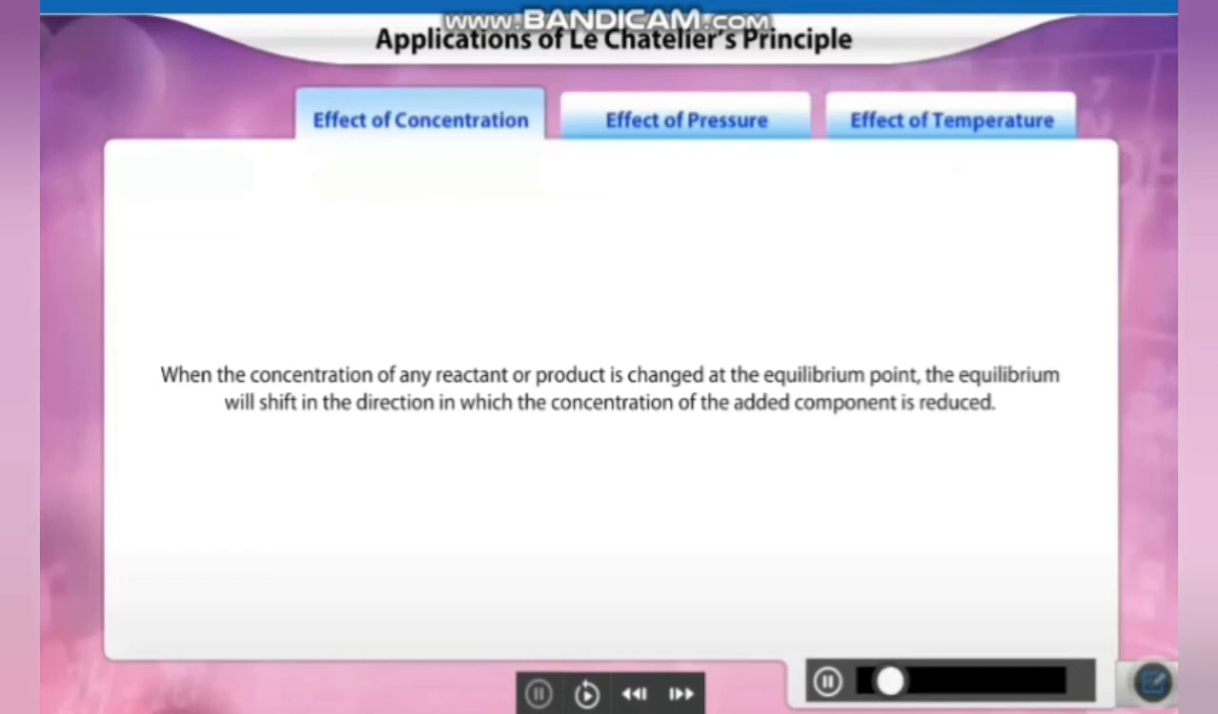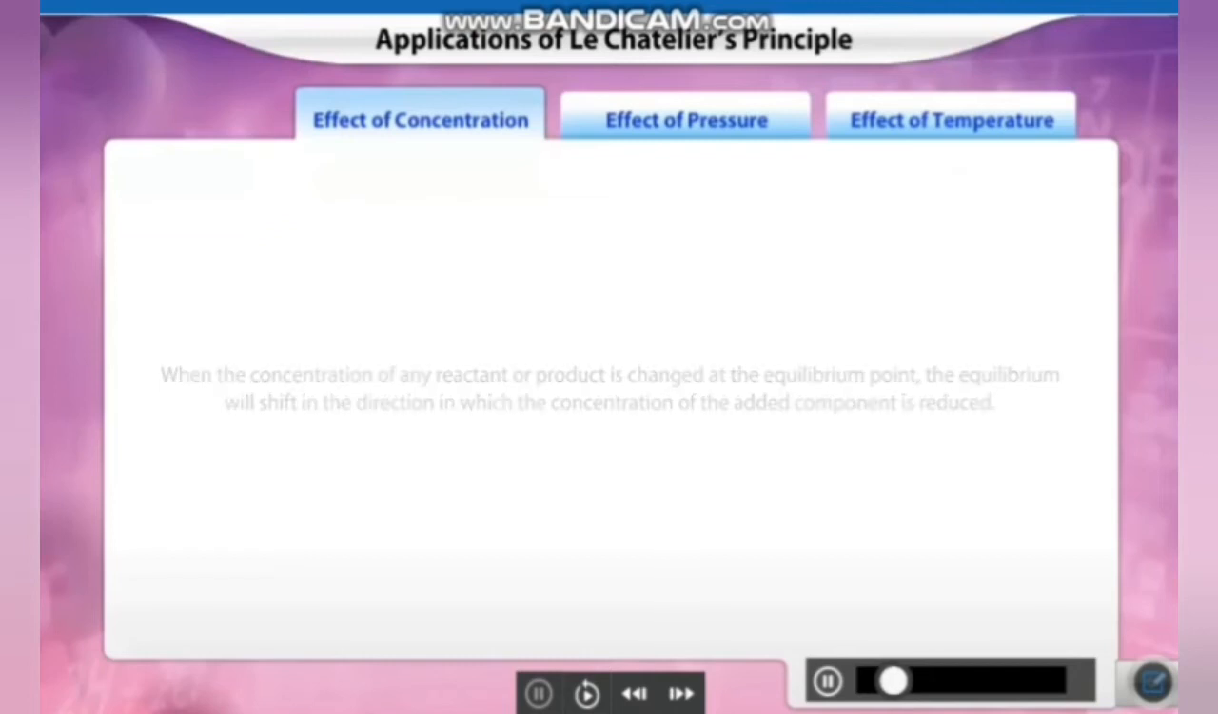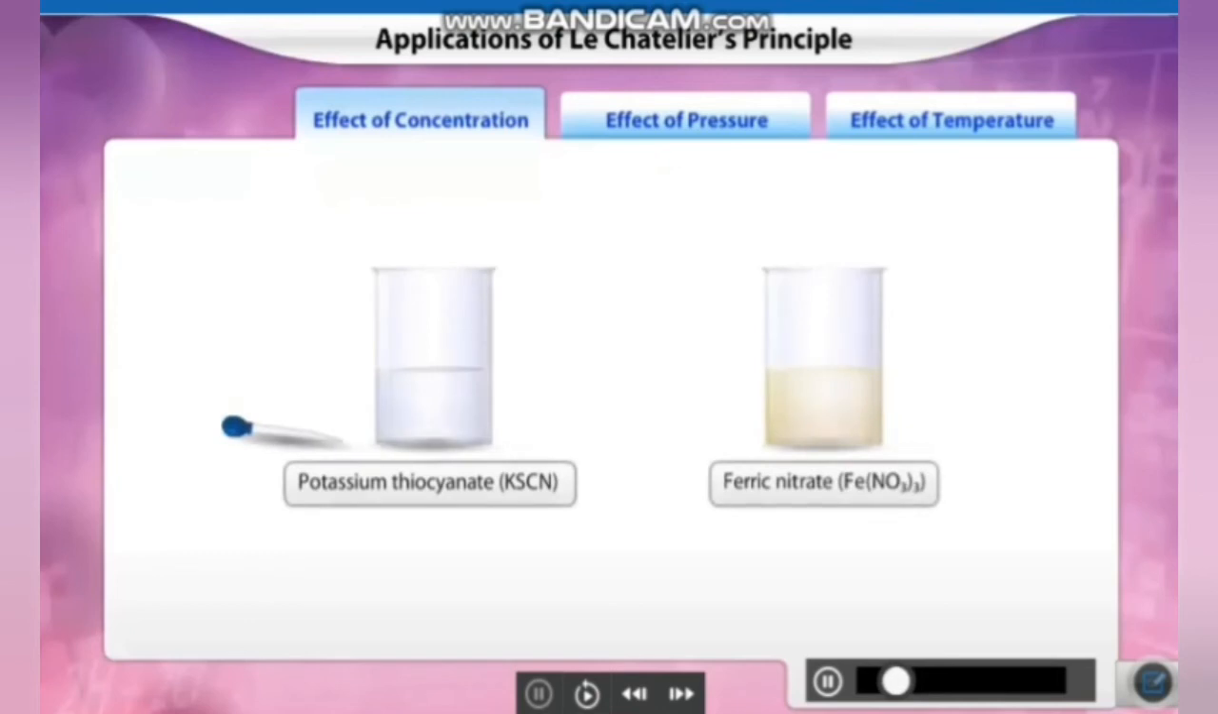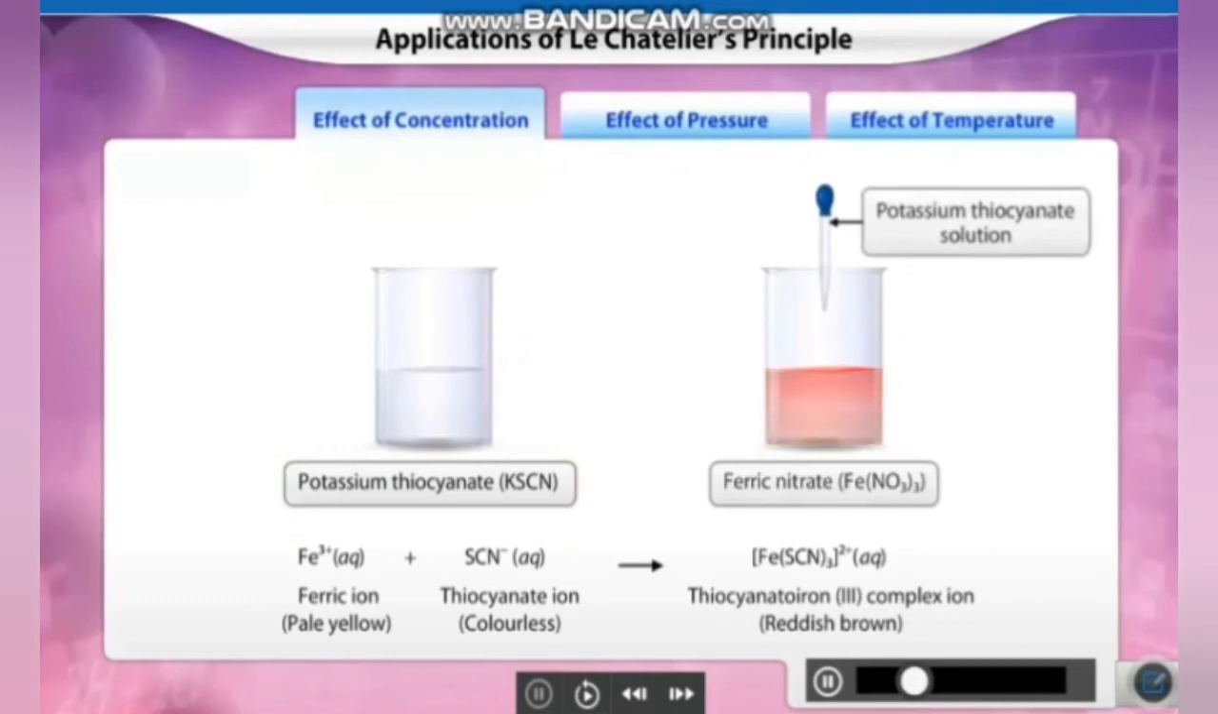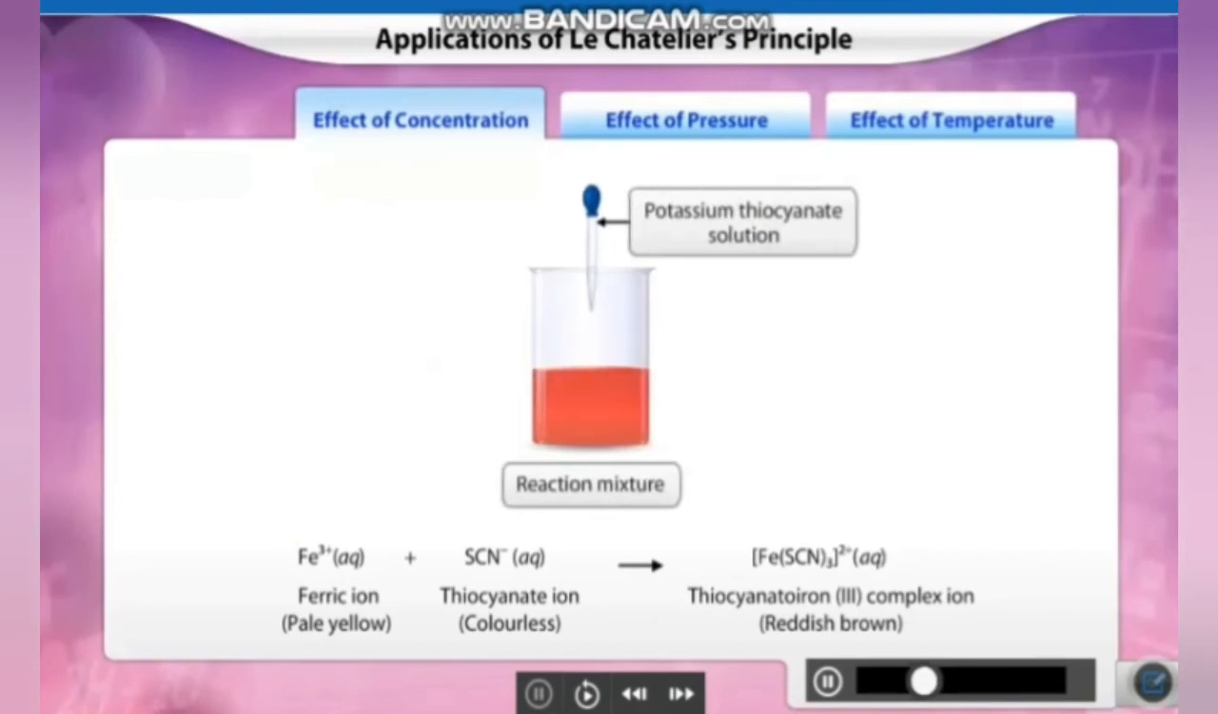So, to understand the effect of concentration, let us take the following example. We have potassium thiocyanate and ferric nitrate solution. When a few drops of potassium thiocyanate solution is added into ferric nitrate solution, the yellow color of the ferric nitrate solution changes to reddish brown due to the formation of thiocyanate 3 complex ion. The color of the solution continues to deepen till the equilibrium state is achieved. At this point, the color of the mixture becomes constant.